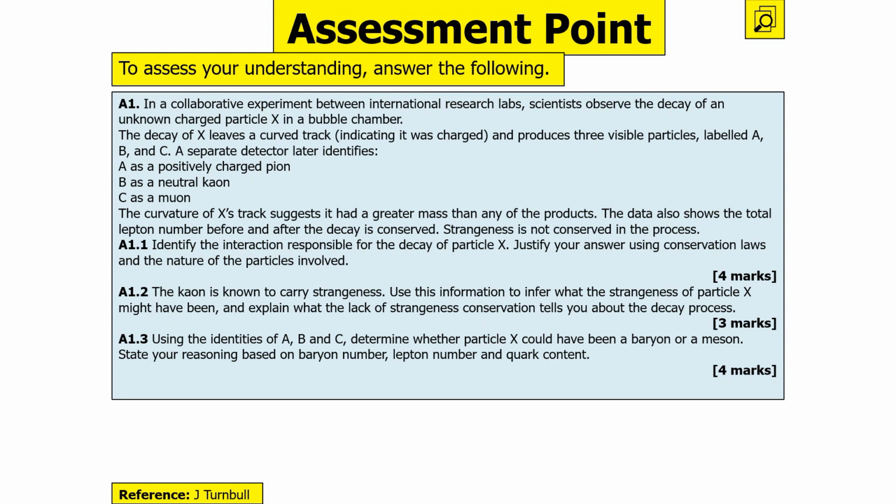The next question says, in a collaborative experiment between international research labs, scientists observed the decay of an unknown charged particle X in a bubble chamber. The decay of X leaves a curved track, producing 3 visible particles labelled A, B and C. A separate detector later identifies A as a positively charged pion, B as a neutral kaon, and C as a muon. The curvature of X's track suggests that it had a greater mass than any of the products.